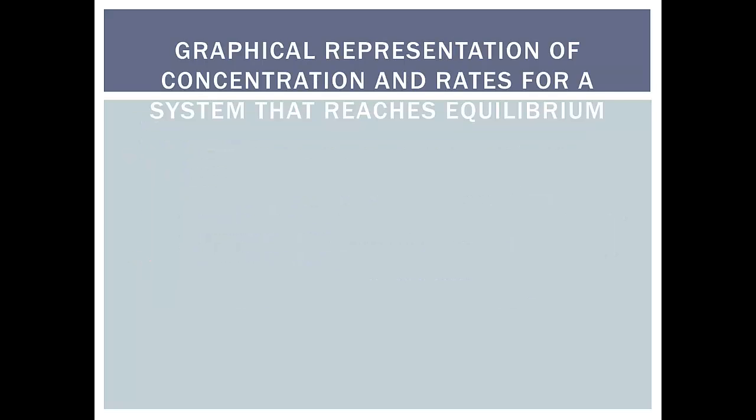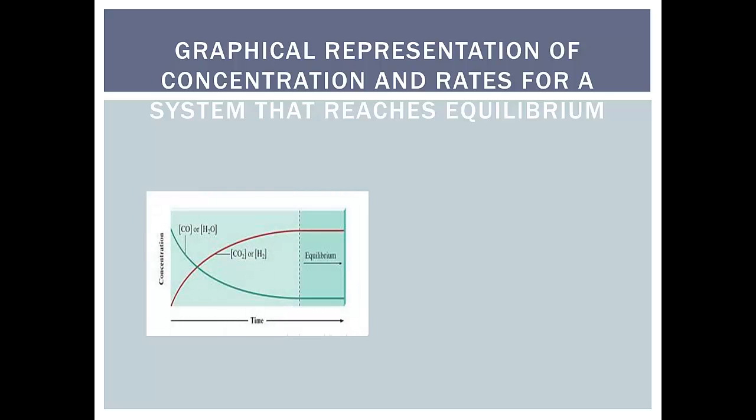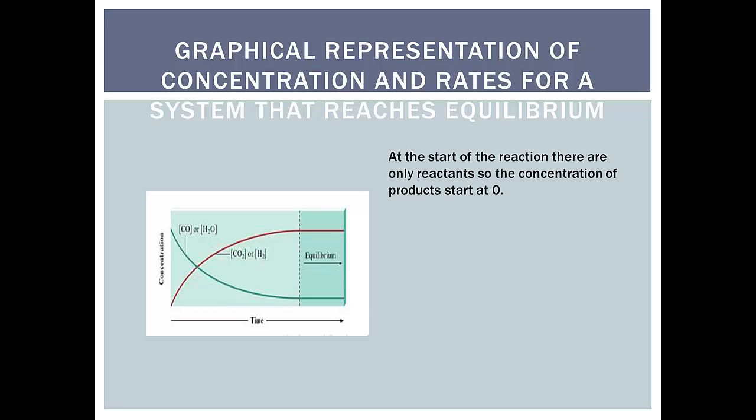So here is a graphical representation of concentration and rates for a system that reaches equilibrium. The first one we're going to look at is for concentration. So here, at the start of the reaction, there are only reactants, so the concentration of our products would start at 0. In this case, the red line indicates the products. And here they're indicating that could be either CO2 or H2O. The brackets around those again mean concentration. The reactants are carbon monoxide or water, and that's indicated by the green line.